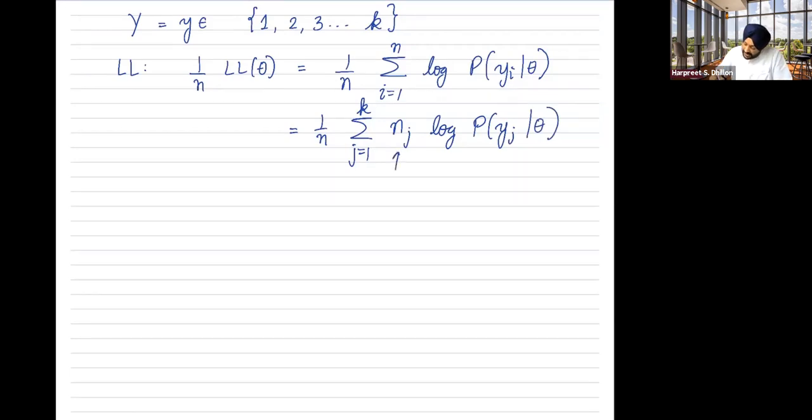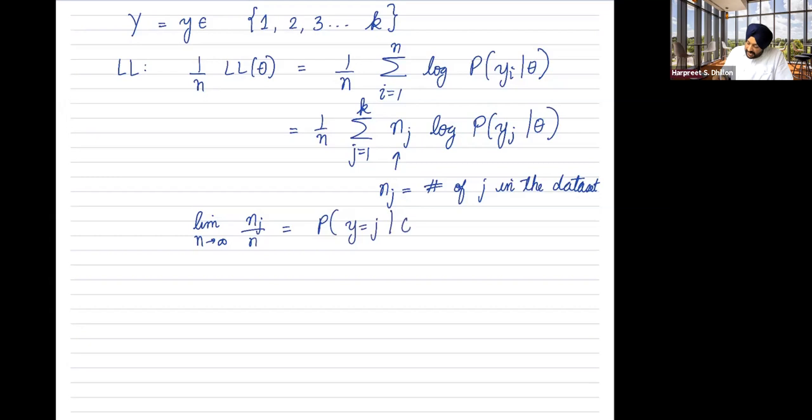Right, so n_j here again is the number of times j appears in the data set. If we had infinite data, we can say that the limit as n tends to infinity of n_j over n is nothing but the probability y equals j under the true model. So this conditioning on theta star should be read as under the true model, and this is nothing but p star of j. We just define this as p star of j as a shorthand notation.